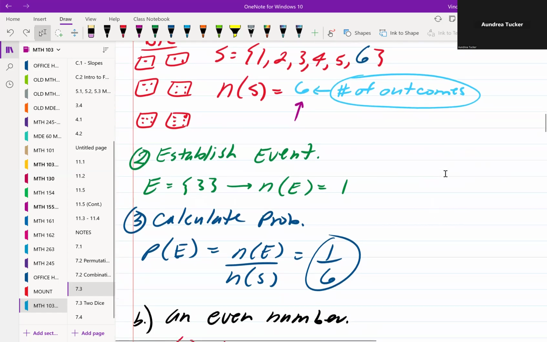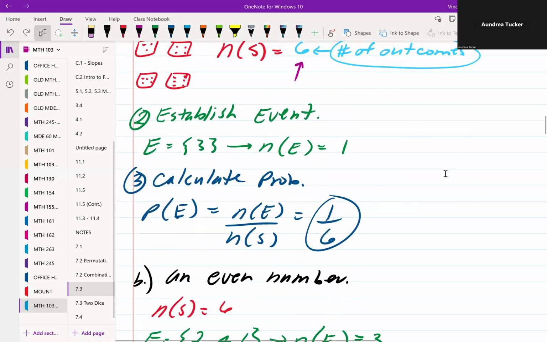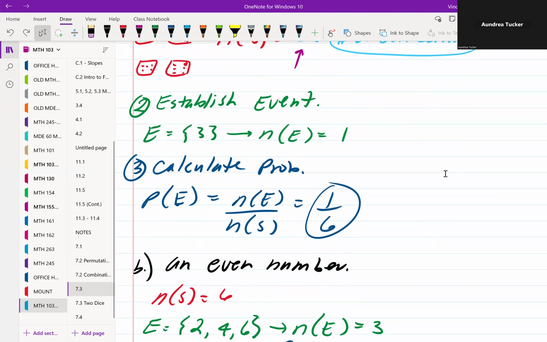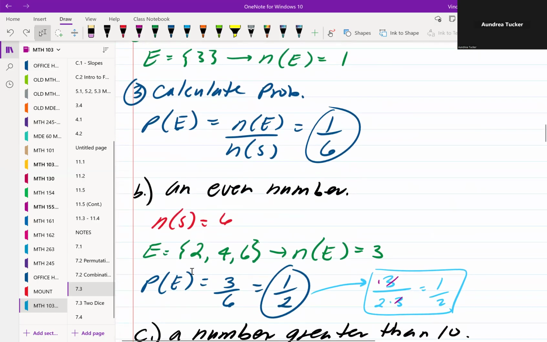All right, let's look at another one. Still dealing with the same example, the same experiment, talking about rolling a die. What's the probability of rolling an even number? So we already know that our sample space is six. There's six numbers. We talk about rolling this regular six-sided die.